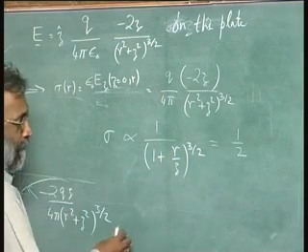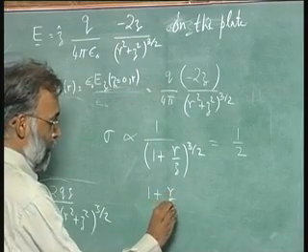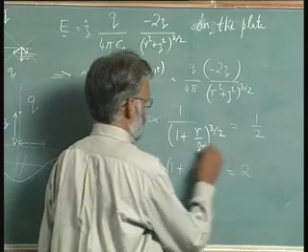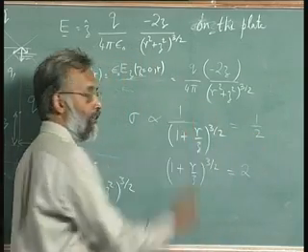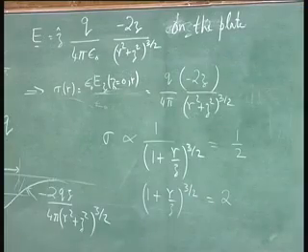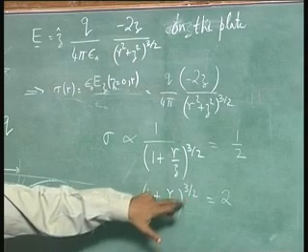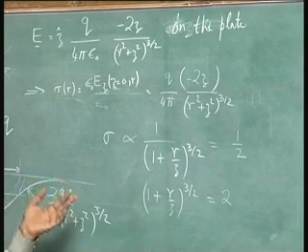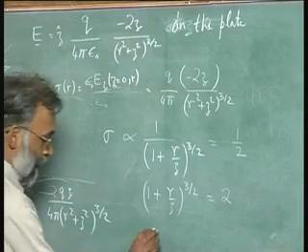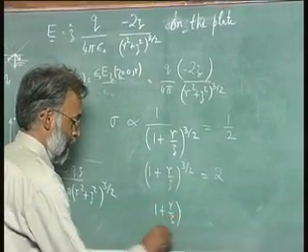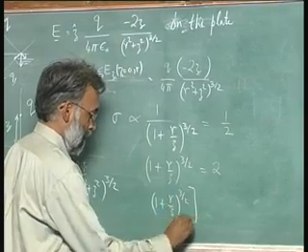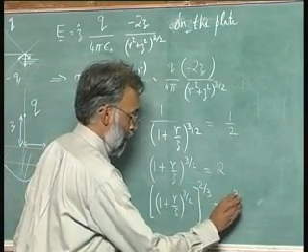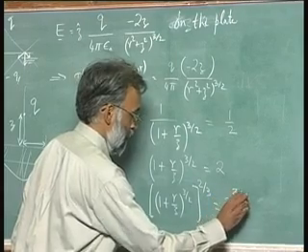Then what do I get? I get 1 plus r over z to the power of 3/2 must be equal to 2. That is, I take both denominators to the numerator. I have an expression that is to the power of 3/2. If I take this whole equation to the power of 2/3, then what do I get? I get 1 plus r over z to the power of 3/2 whole to the power of 2/3 is equal to 2 to the power of 2/3.